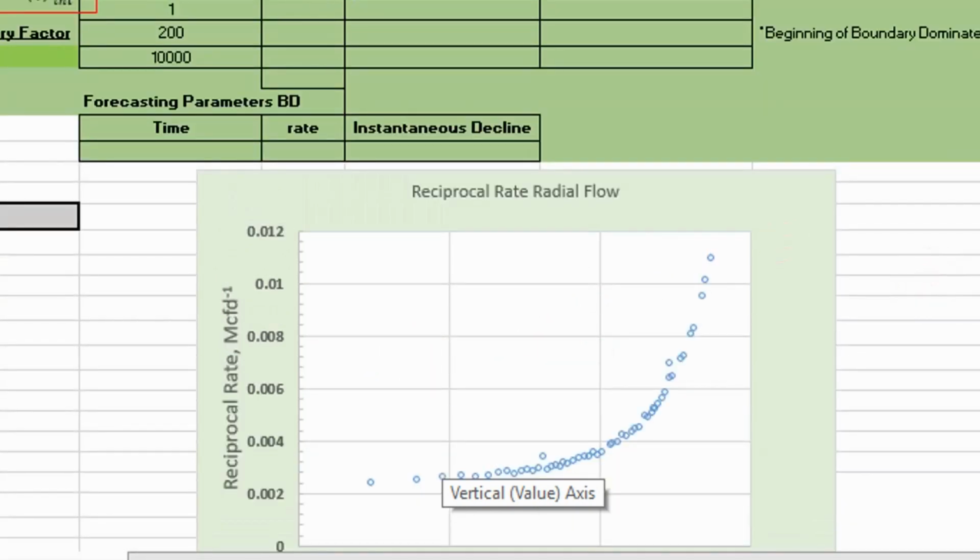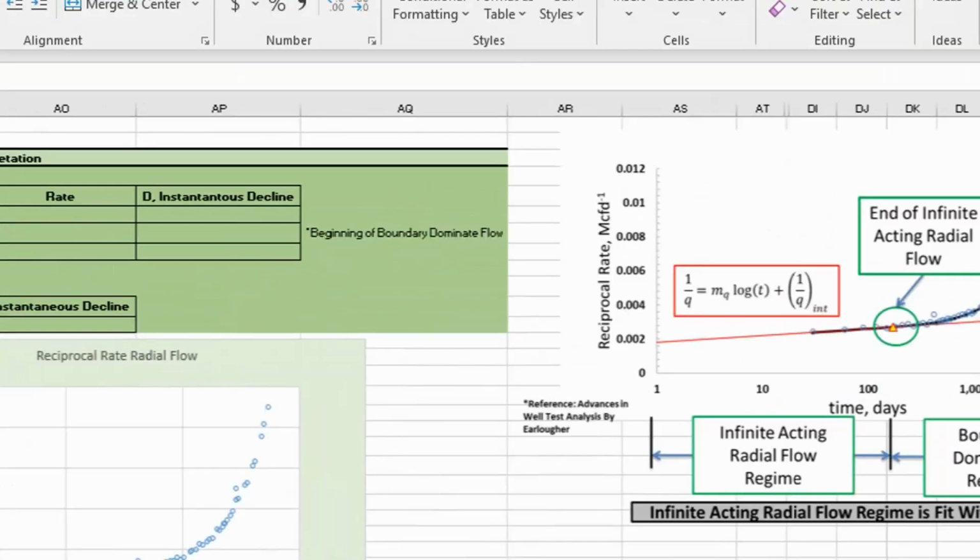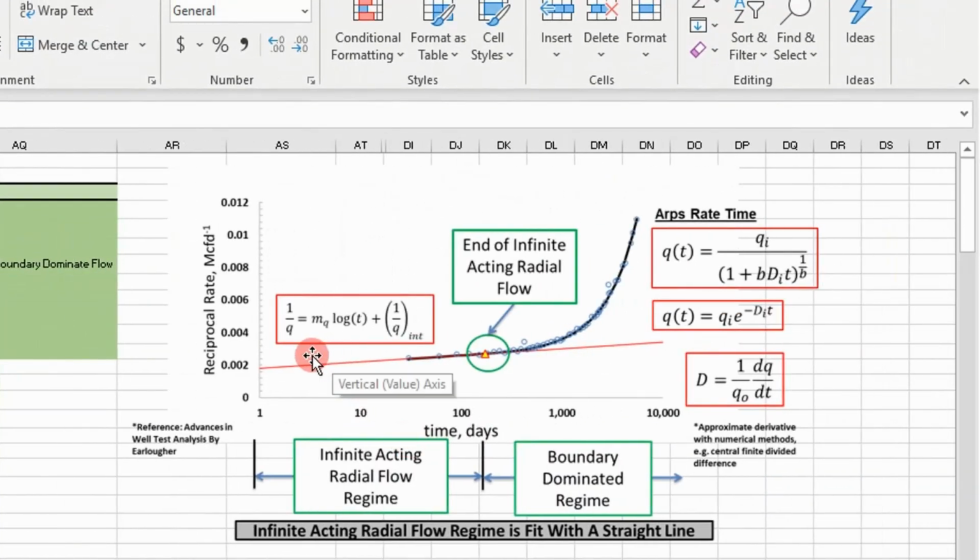So if you recall, we have two flow regimes we're trying to differentiate. Infinite acting radial flow, which is represented by this straight line. So this equation is a straight line on a semi-log plot because this is the slope and this is the intercept. The intercept is at the log of 1 because the log of 1 is equal to 0. And so this is a straight line.